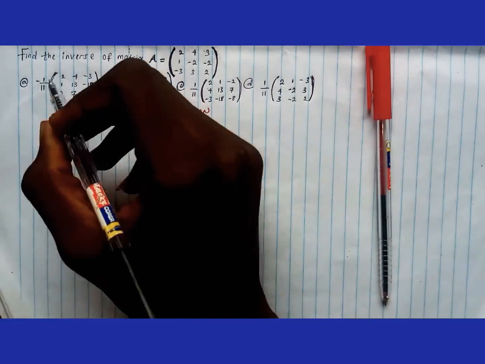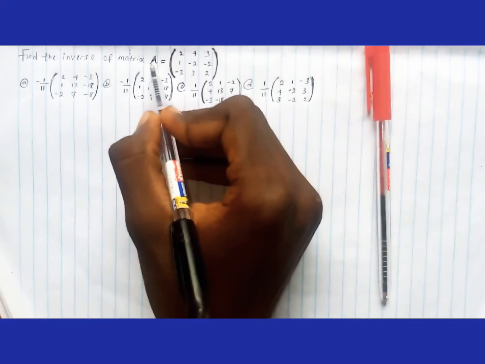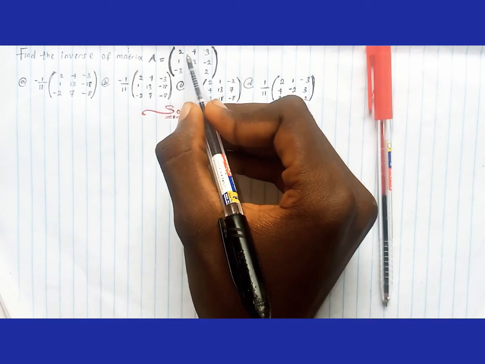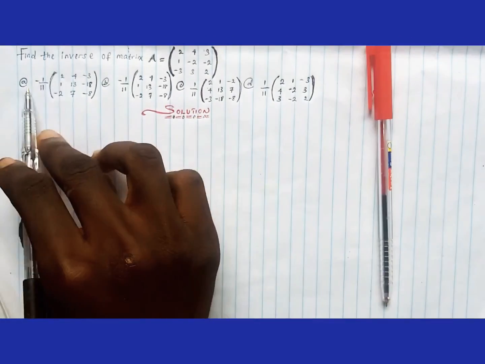Here we have another question which says, find the inverse of matrix A. The matrix A is given as 2, 4, 3, 1, minus 2, minus 2, minus 3, 3, 2. These are the options given.